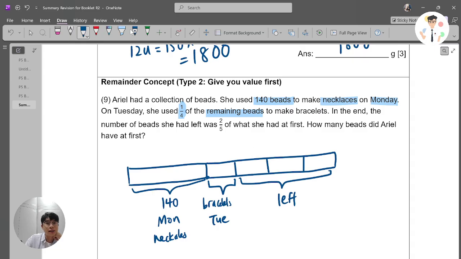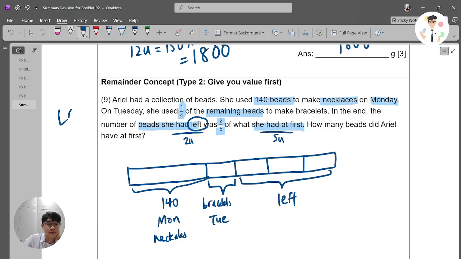But what does the question say? The number of beads she had left was 2 out of 5 of what she had at first. And this is actually very important for you to take note. If I say what I'm left with is 2/5 of what she had at first, this means I'm left with 2 units. At the beginning, I have how many units? 5 units. Now, again, that creates a confusion. Teacher, what I'm left with is 2 units, but what I'm left with here is 3 units. We are referring to the same thing, but the unit is different. So I know that these 2 are supposed to be the same, but they're not the same. So you're supposed to make them the same by looking for the LCM. And that tells you what?